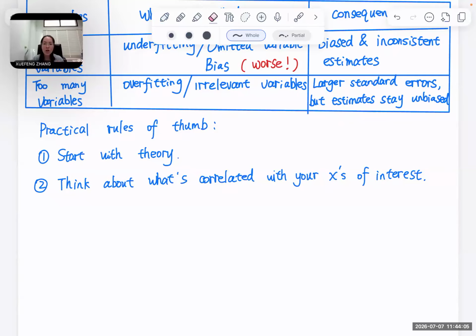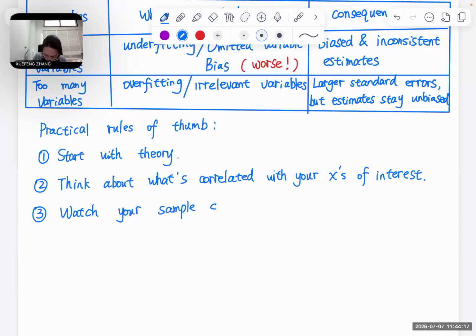The third one, watch your sample size. A rough guide is you want at least 10 or 20 observations per regressor. Suppose you have n equal 100, don't throw in 30 variables, okay?